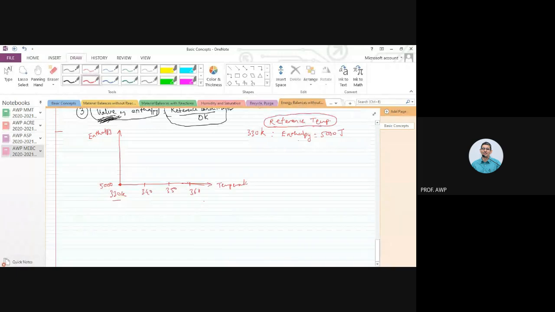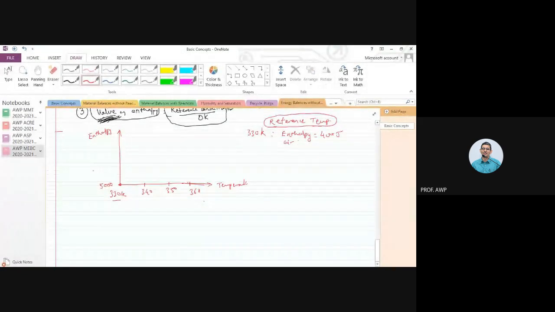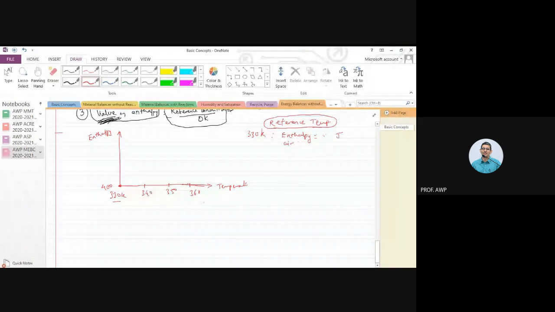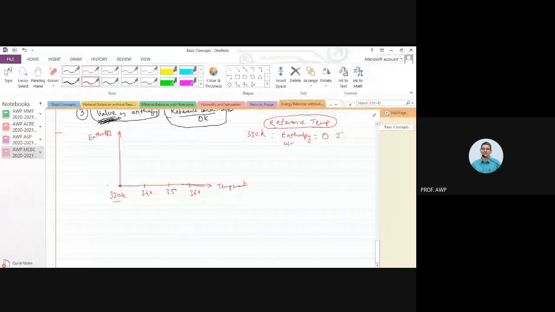Or I will say that at this reference condition, enthalpy of some substance, enthalpy of air let's say, is 400 joules. So then my graph will start from 400 joules. Or I can say that at 330 Kelvin, my reference condition, enthalpy is 0 joules. I will start from 0.